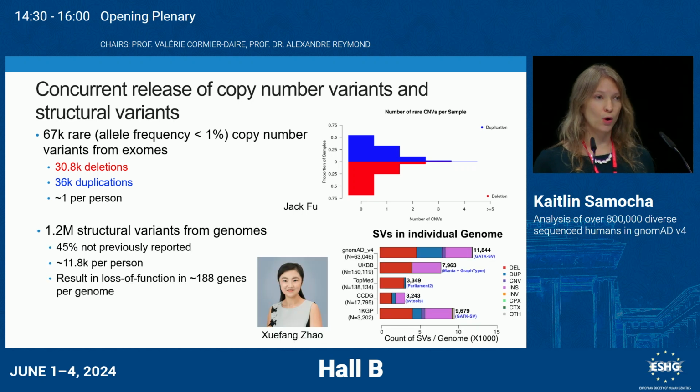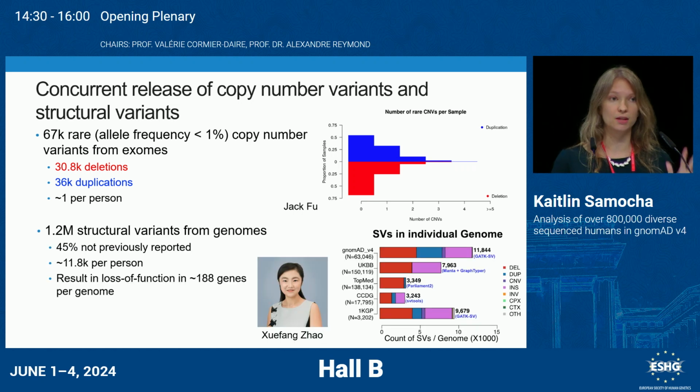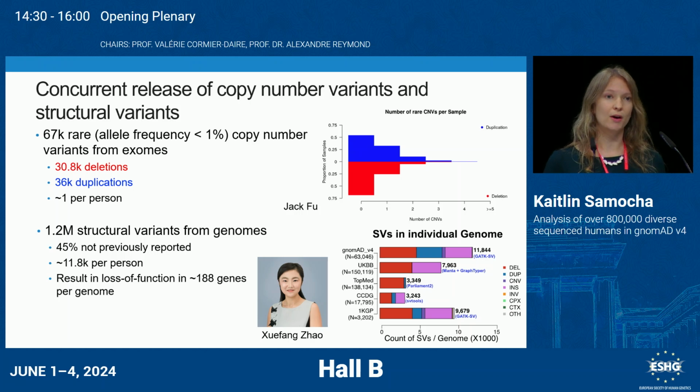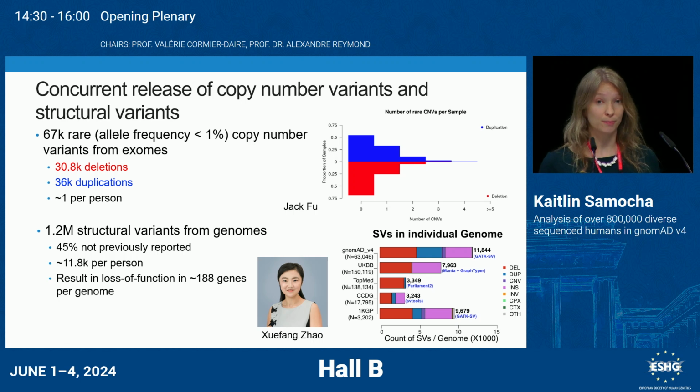We also have about 1.2 million structural variants from the genome samples themselves. About half had not been previously reported in any of the other contemporary studies. This works out to about 12,000 per person.